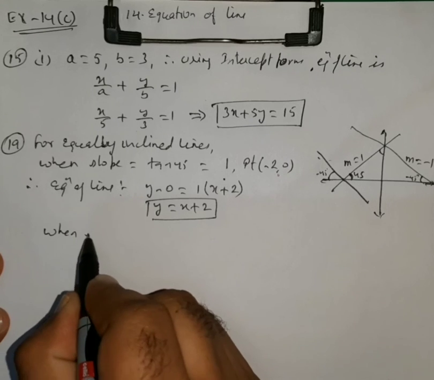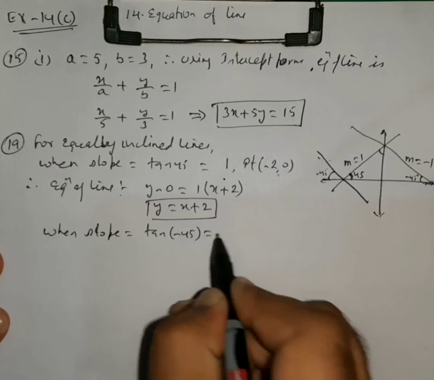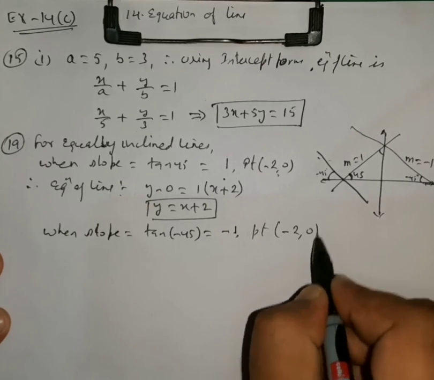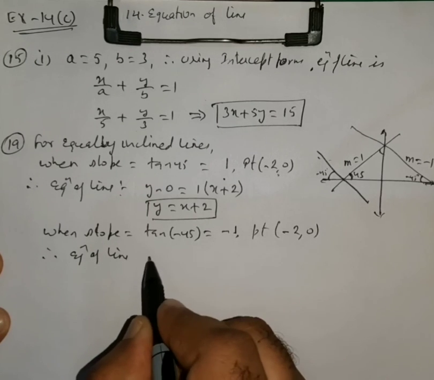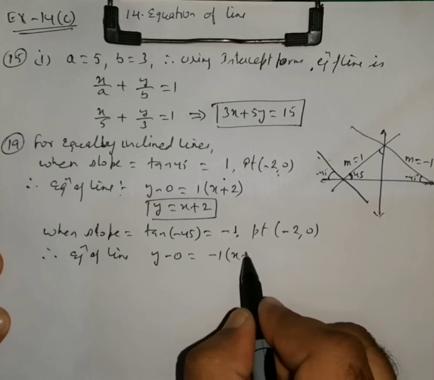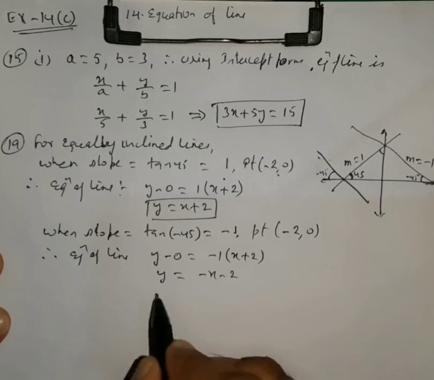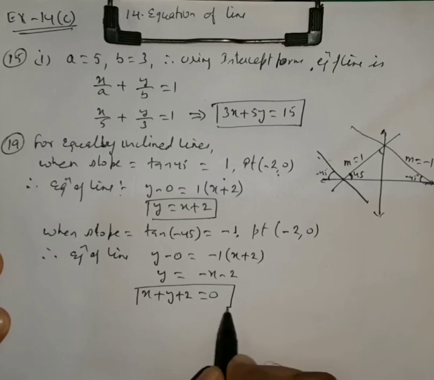And when slope is equal to tan of -45 degrees, that is equal to -1, then the point is once again (-2, 0). So therefore the equation of the line will be y minus 0 is equal to -1 multiplied by (x plus 2). So here the equation becomes y equals -x - 2, which means x plus y plus 2 equal to 0.